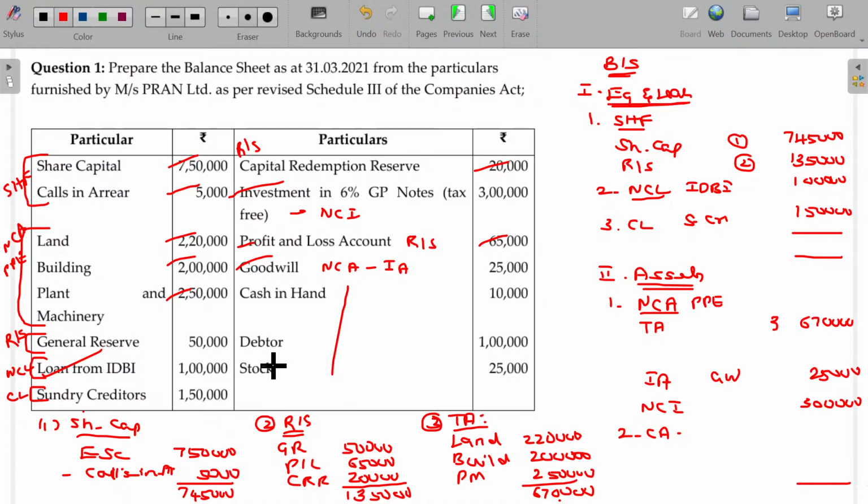Under current assets, we have inventory, debtors or receivables, and cash. Inventory 25,000, debtors 1 lakh, cash 10,000. So you have posted all the items. Now finish up tallying this. 11,30,000. Hope it is now agreeing.